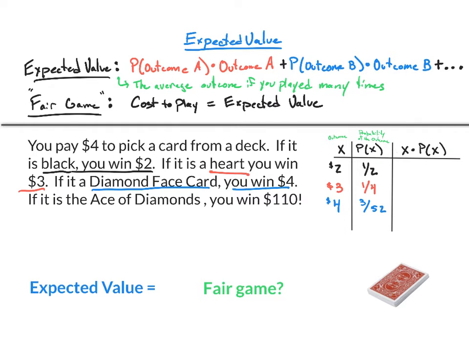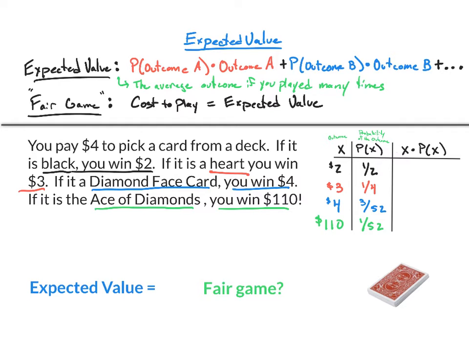And then finally, if it's the ace of diamonds, you win $110. So we have 4 different ways to win, the last one being winning $110, but there's only one way you can win that. And now what we do is we multiply all of these values times their respective probabilities.